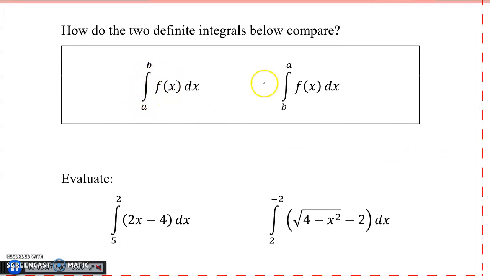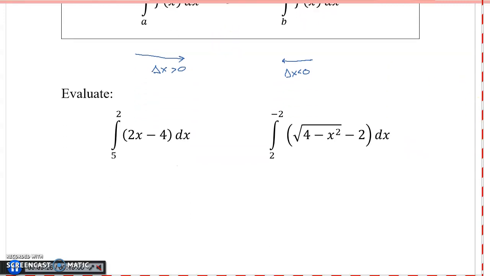Now, what happens if we take a look at these two guys? You'll notice that the integral goes from a to b of f of x versus the integral goes from b to a of f of x. Well, this way, if we're going from a to b, delta x is positive. And if we go from b to a, then delta x has to be negative because we're going smaller. So if we flip the order of the integrals, then we're going to flip the sign of the answer. So just like we could have a negative height, we could have a negative width as well. So just flipping the order of the bounds of integration is going to flip the sign of the answer. So that's useful information sometimes.